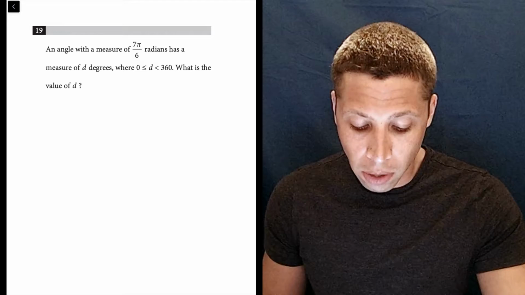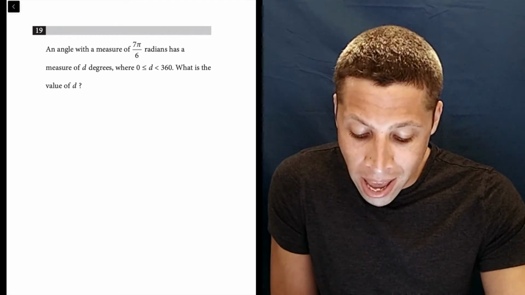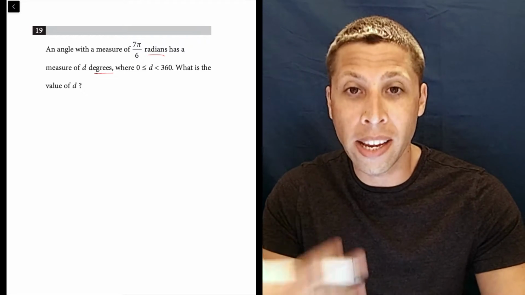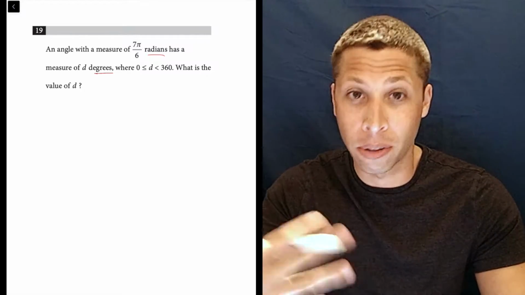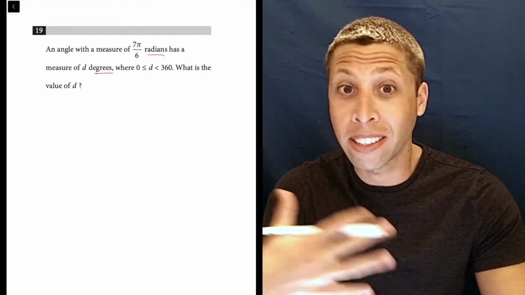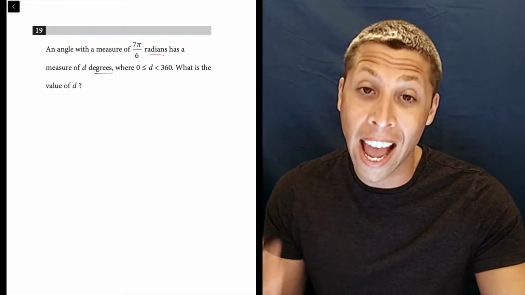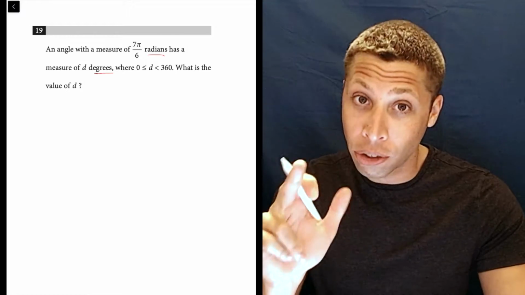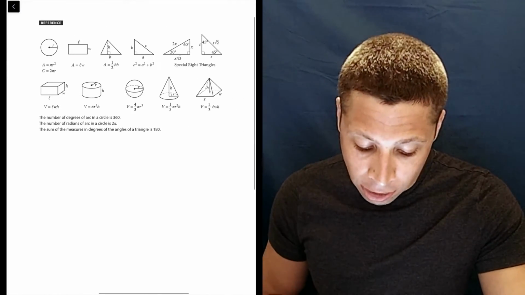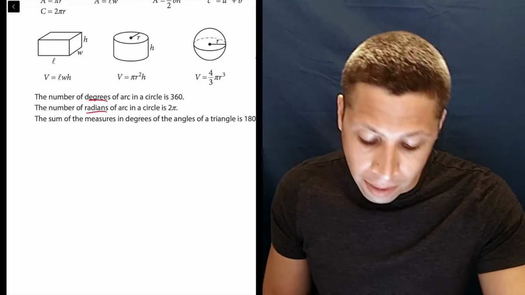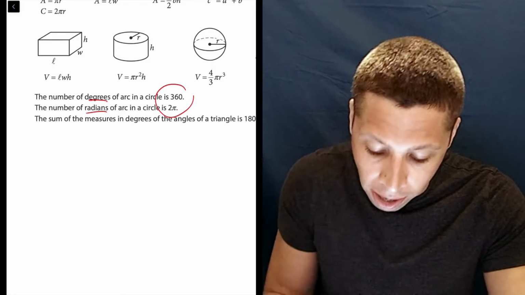So first of all, the way that we should be thinking about radians and degrees is they're basically just two ways of measuring the same thing. It's kind of like centimeters and inches, two ways of measuring distance. This is two ways of measuring angles. And the reference chart at the beginning of the section tells us the number of degrees in a circle and the number of radians in a circle, right there.